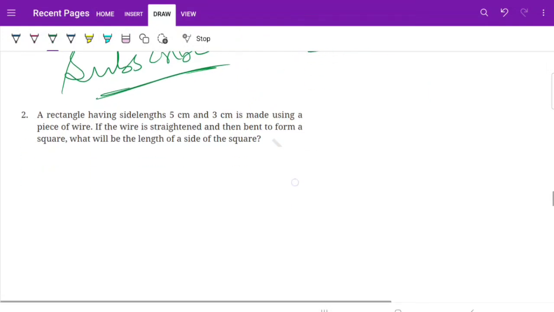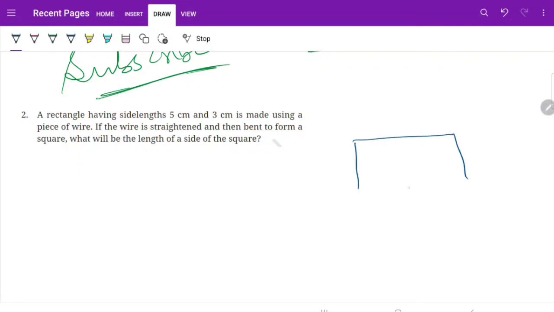Now question number 2. A rectangle having side lengths 5 centimeter. So here first we need to draw a rectangle, for clarity only, otherwise it is not needed. 5 centimeter is the length. And what about the other one? The other dimension, breadth, is 3 centimeter, and it is made using a piece of wire.